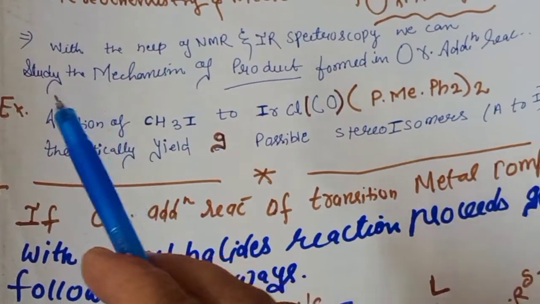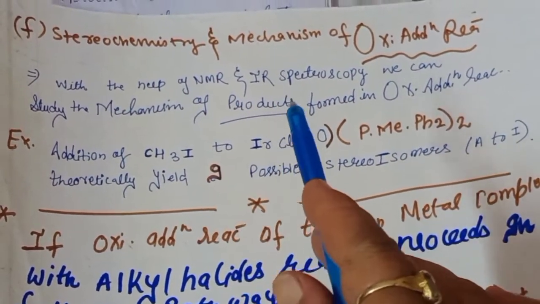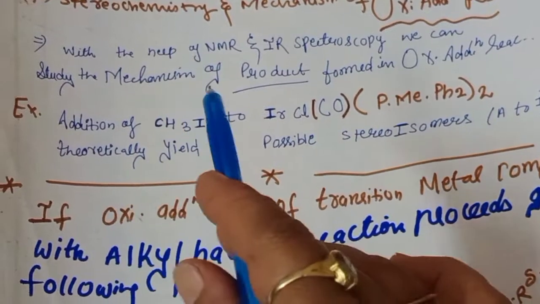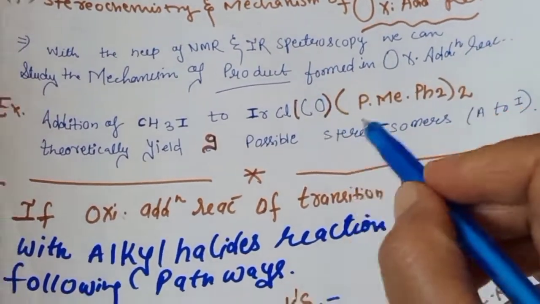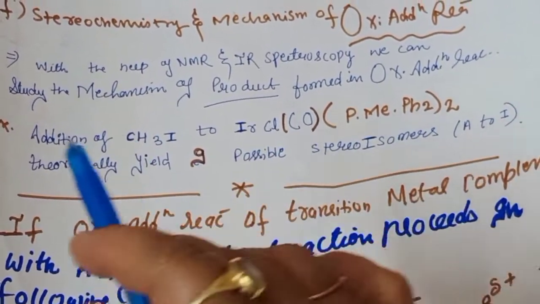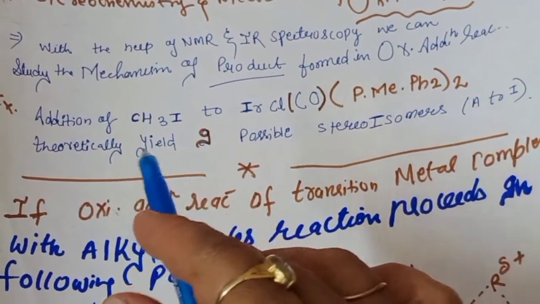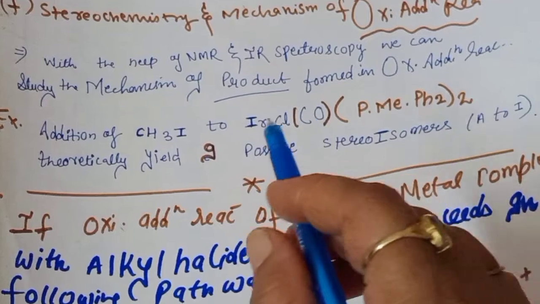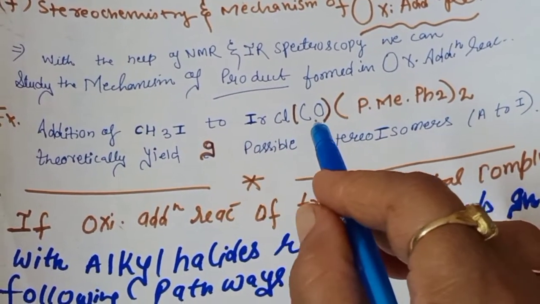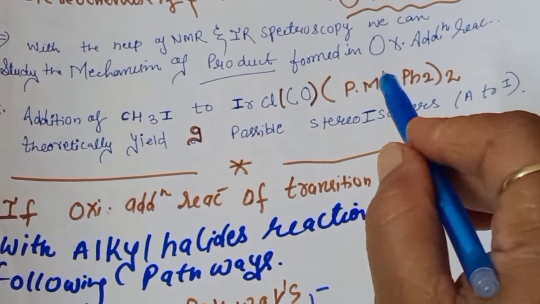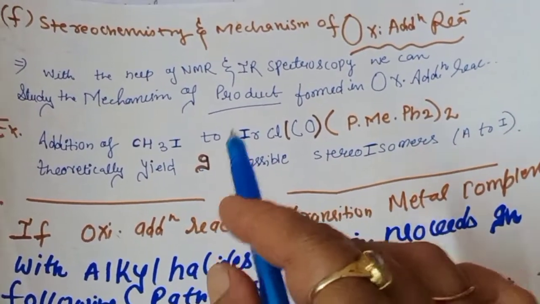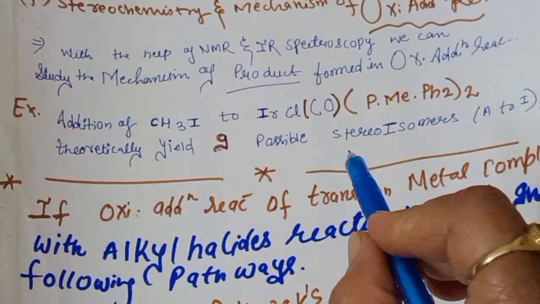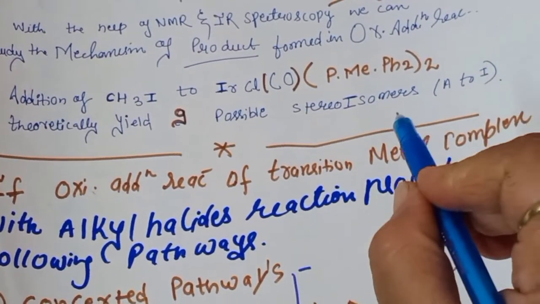With the help of NMR and IR spectroscopy, we can study the mechanism and the product formed in the oxidative addition reaction. How will we study which type of product is formed? Suppose it's again the addition of methyl iodide to this complex. As we know, Vaska's complex is IrCl(CO)(PPh3)2, but here we have replaced one phenyl with a methyl group, and when the oxidative addition reaction takes place, it will have 9 possible stereoisomers.